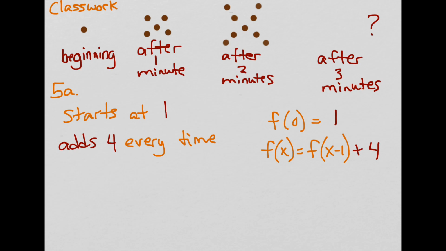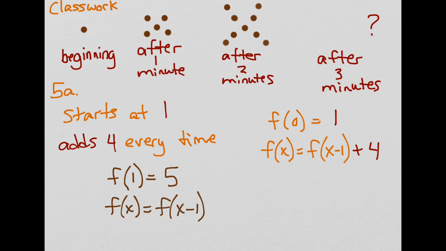And another way you could have written that, if you didn't want to start at 0 at the beginning, then you could have said f of 1 equals 5. And f of x equals f of x minus 1 plus 4. So do you see that it would actually be the same sequence if I started after 1 minute, or if I started at the very beginning? I will still generate these same numbers. I will still have 5, then 9, and then 13 would have been after 3 minutes.